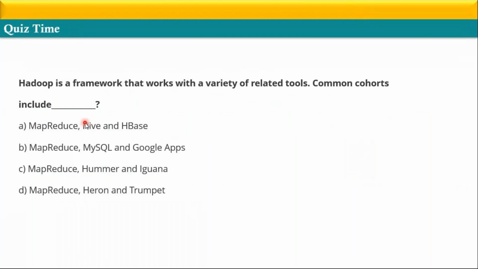Now, Hadoop is a framework that works with a variety of related tools. Common options include MapReduce, Hive, HBase, MySQL, Google Apps, Hammer, and Laguana. Then D is MapReduce, Huron, and Trumpet.